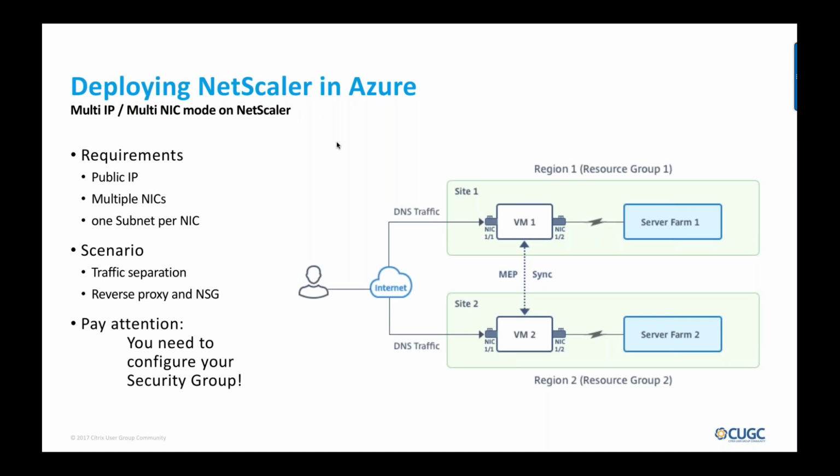Let me check. Patrick is letting us know that he says it's true what Carsten says, but he's still wondering if high availability becomes more complex if you use a multiple IP scenario. So can you maybe elaborate on that?